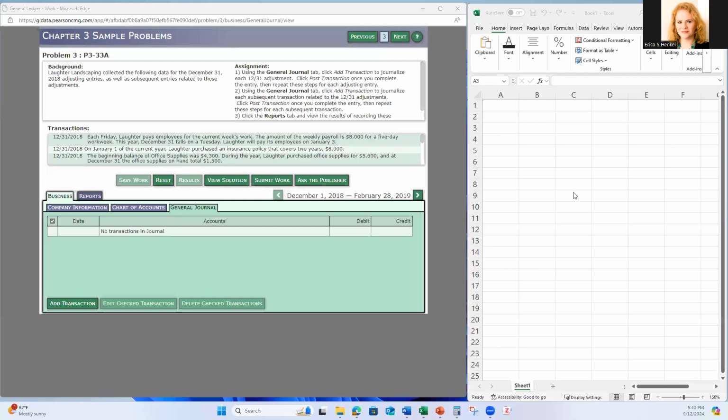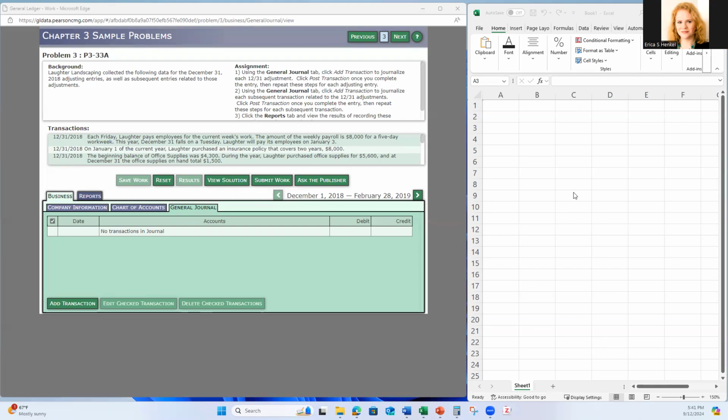Hello, class. I got problem 3 working here now. So problem 3 in the sample problems is in a little bit more of an accounting system format, meant to look a little bit more like what you might see in an actual accounting computer system, which is why it's in a slightly different format. So we have Laughter Landscaping, and they are looking at their 2018 journal entries and some subsequent entries related to those adjustments.